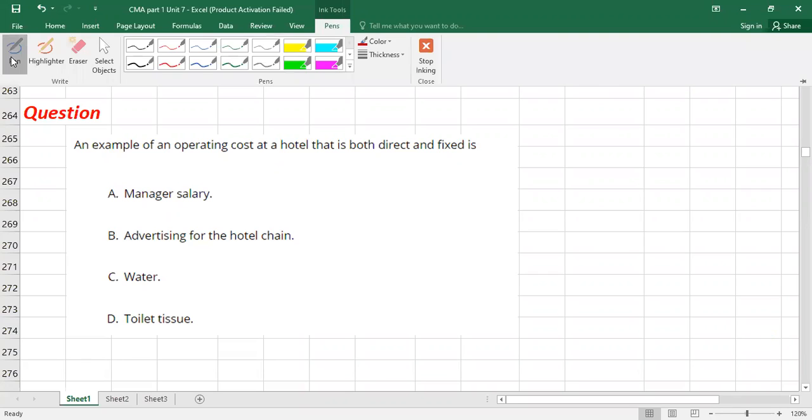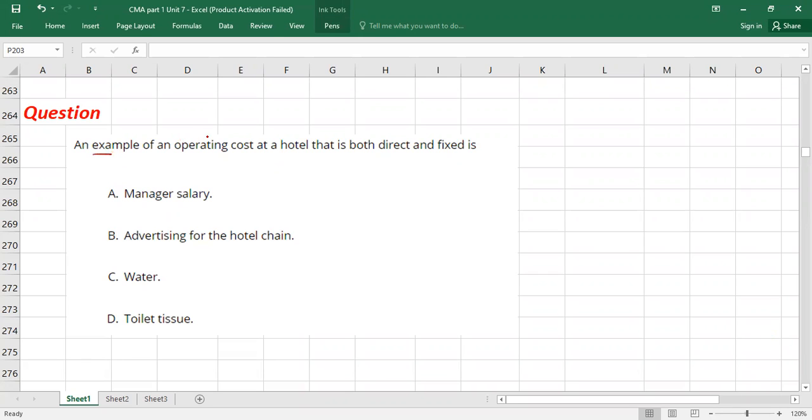Okay, so what is the question here? The question is an example of operating cost at a hotel. I told you about operating cost at a hotel: you are running a hotel and you have to identify which cost is direct and also fixed. It should be fixed and direct also. I will give an example. Manager salary. No, it is indirect, it's part of overhead.